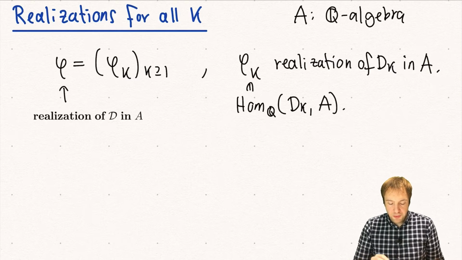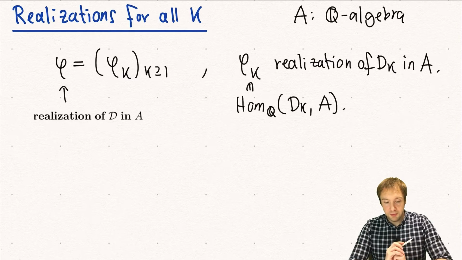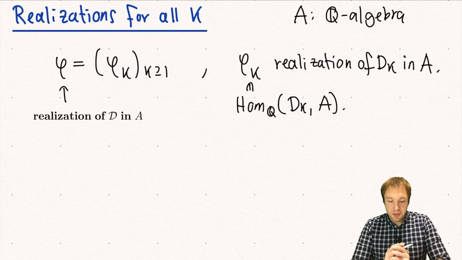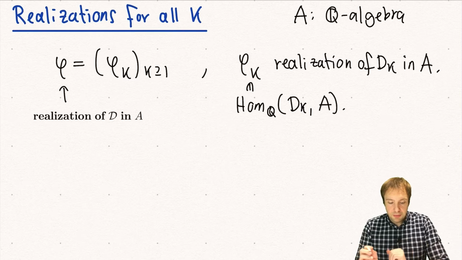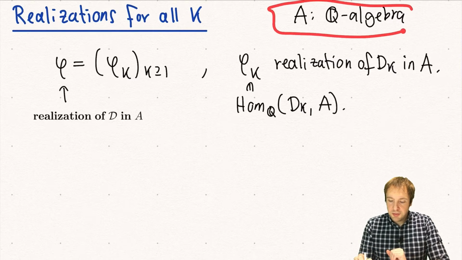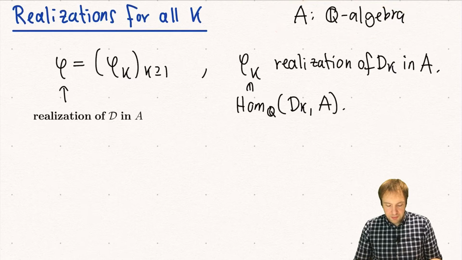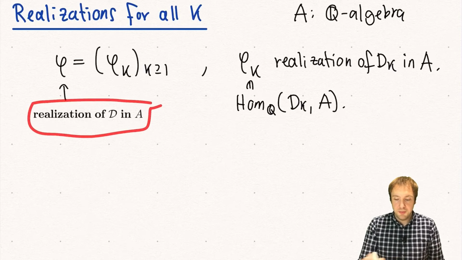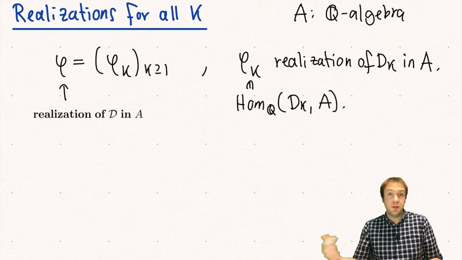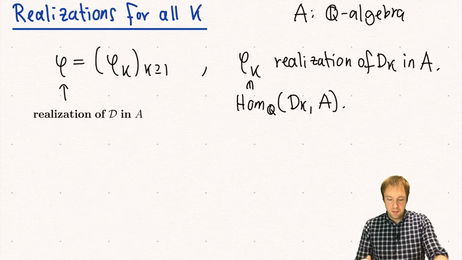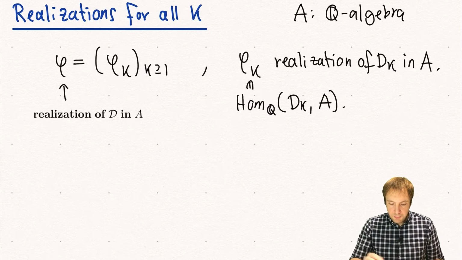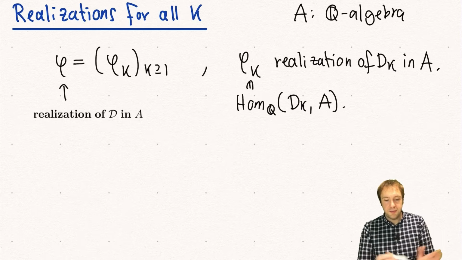And why do we want this? One example is this zeta realization. There we had a realization for all weights, and our A was in this case just the real numbers. We want this additional product to make a statement that if we have a realization in some Q algebra A with some additional properties, then we can obtain some classical results for zeta values and for modular forms. But first, how do we actually construct a realization for all k at the same time?